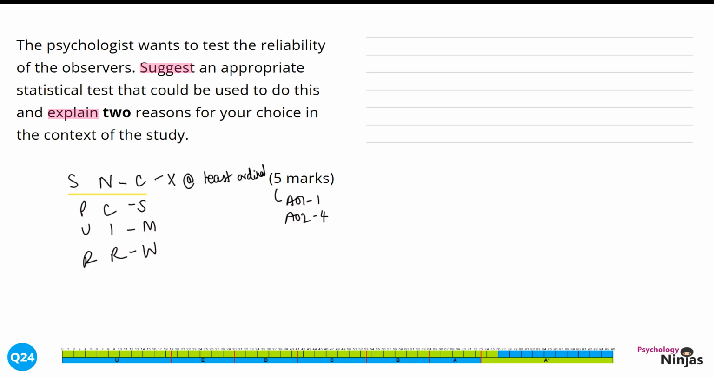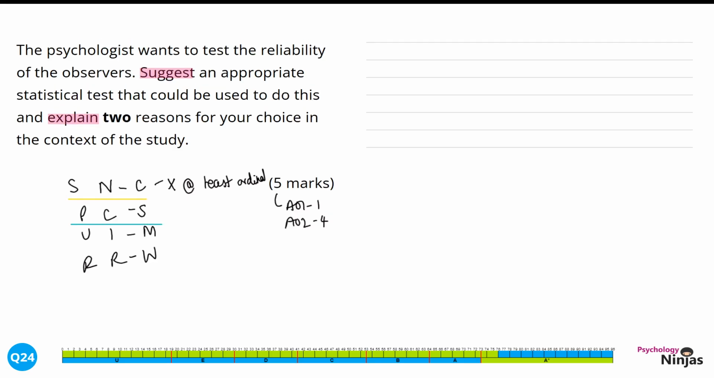It's then time to ask a few more questions. Our next question is whether our study is correlational or not. Here we're looking to test the reliability of our observers, or look at the relationship between observer 1 and observer 2. This means that our study is a correlation. So we can tick that it is a correlation.